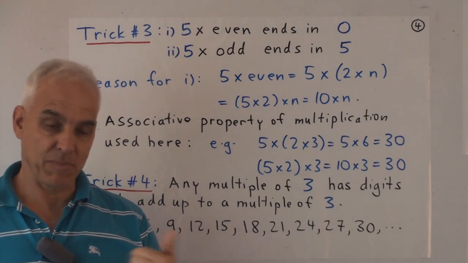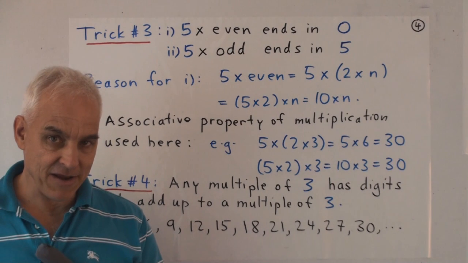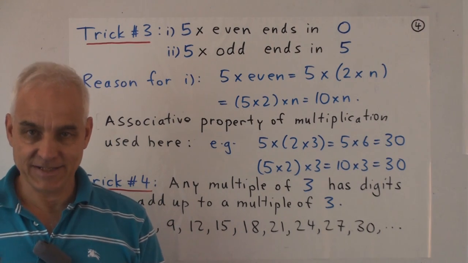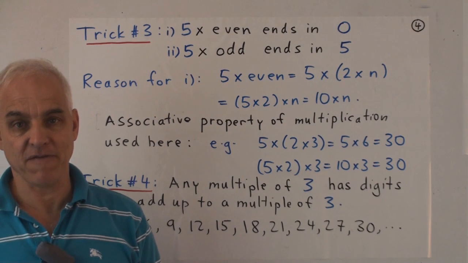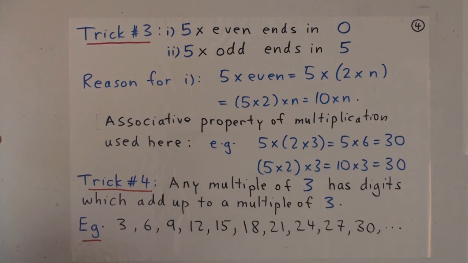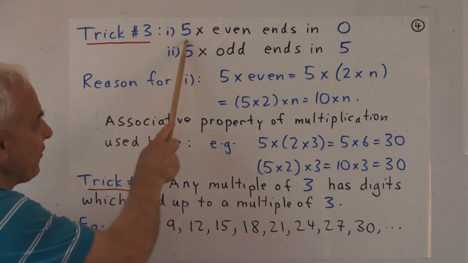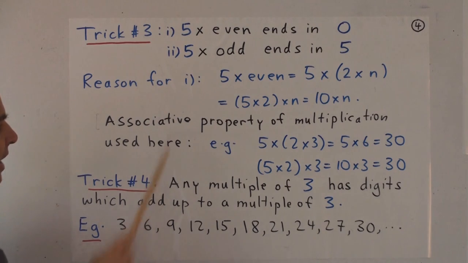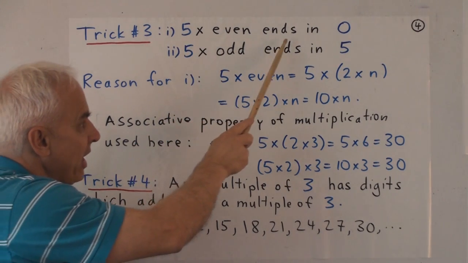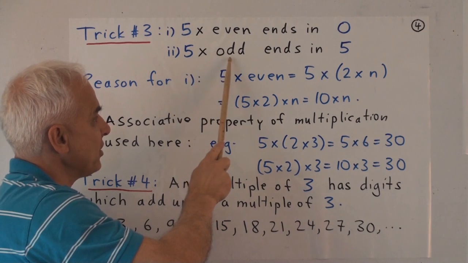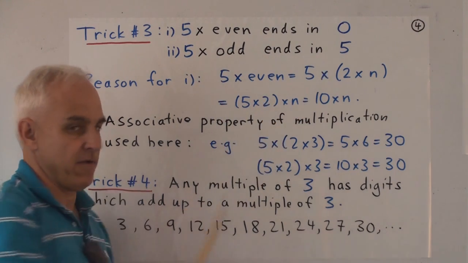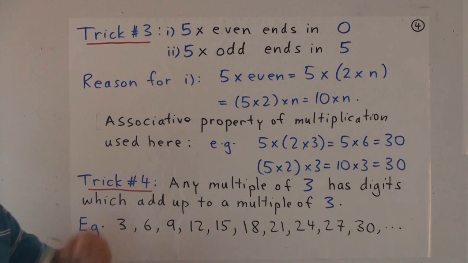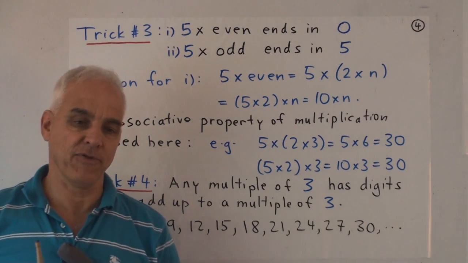So after multiplying by 1, multiplying by 10, multiplying by 2, the next simplest multiplication is multiplying by 5. And there's a trick that applies there, or an observation, and it is that multiples of 5 always end in either 0 or 5. And 5 times an even number has to end in 0, while 5 times an odd number ends in 5. So the way the multiples of 5 work, let's go through the multiples of 5.